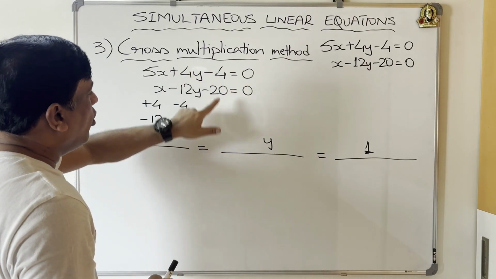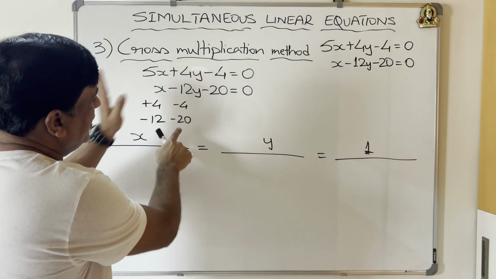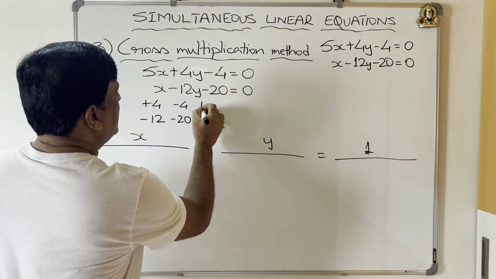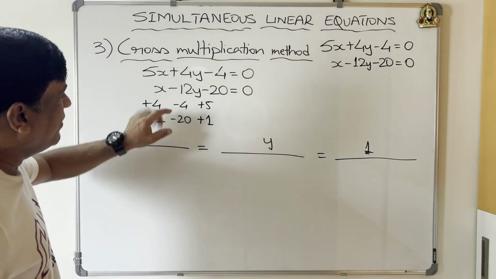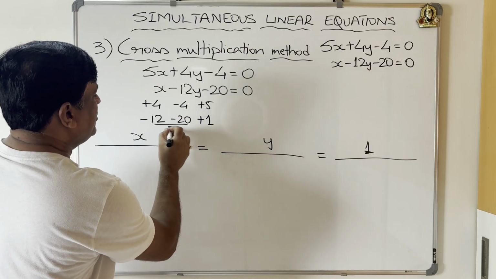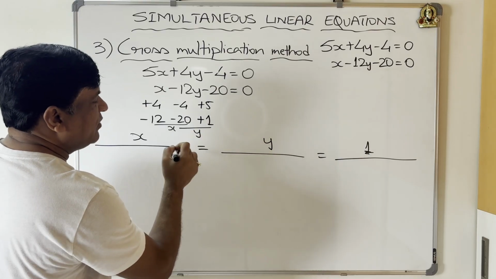Okay, so I already have these values written over here. Look at it, minus 4 and 20 are already given. I need to just note these two, which is plus 5 and plus 1. Done. I'm going to use this one. So these two will be used to calculate for x. These two will be used to calculate for y.